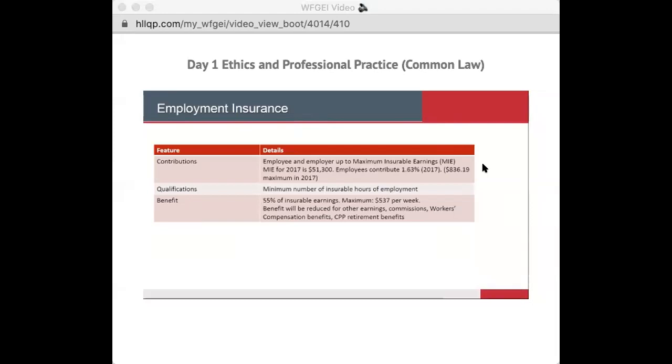Okay, so in other words, this will be considered earned income, and basically then it will be taxable income. So you do have to report that on your T1 every year and everything.